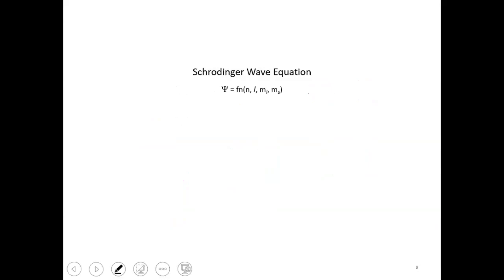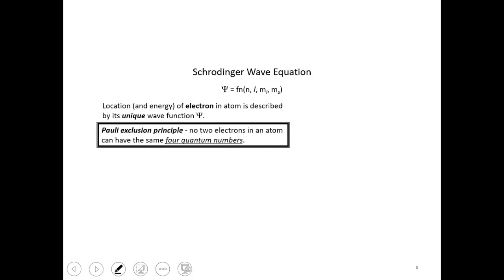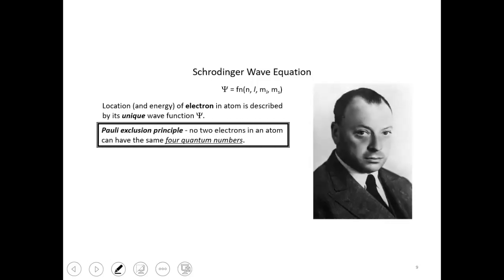The idea is that each electron is defined by a unique wave function. What does that mean? It means that every electron has a different set of all 4 of these numbers. No 2 electrons have the same exact 4 numbers. This is called the Pauli exclusion principle in honor of Wolfgang Pauli, who was an Austrian scientist.